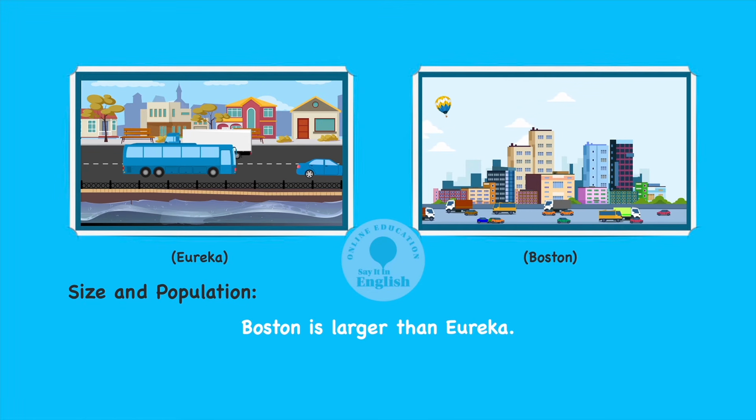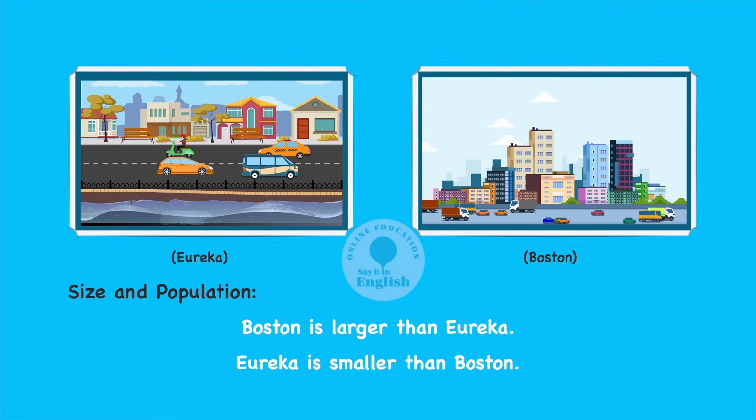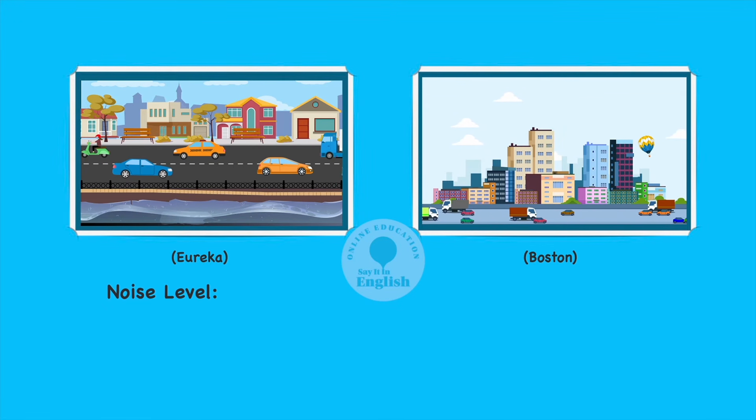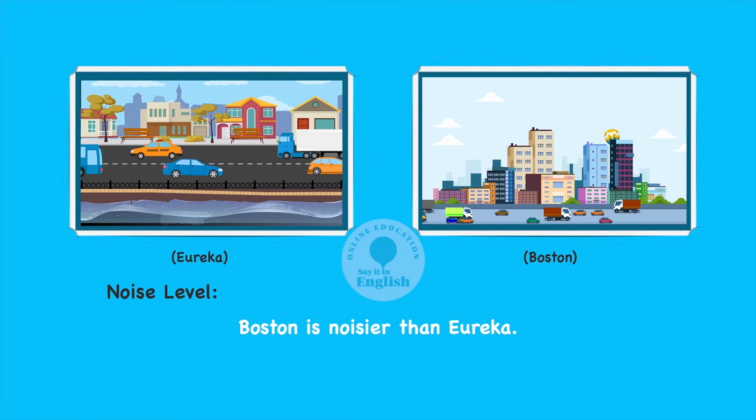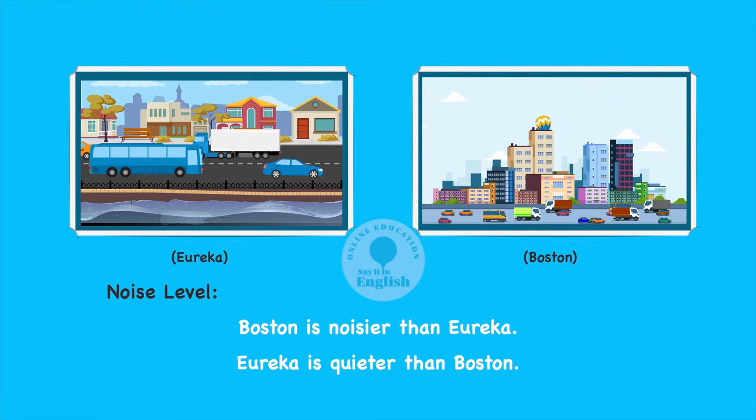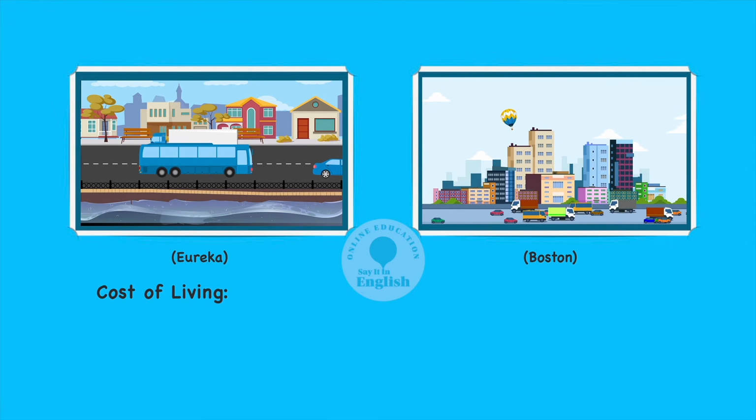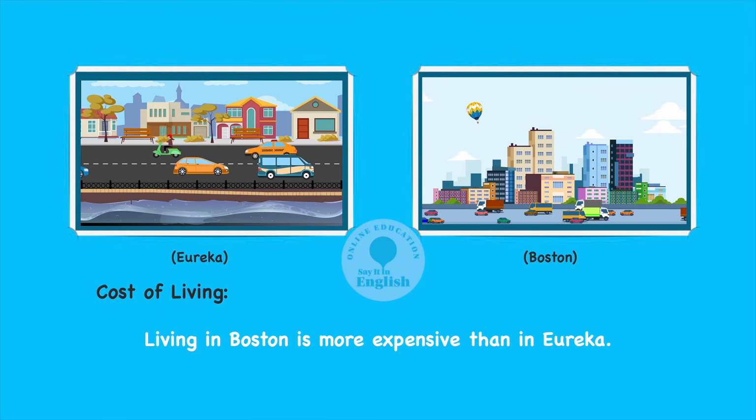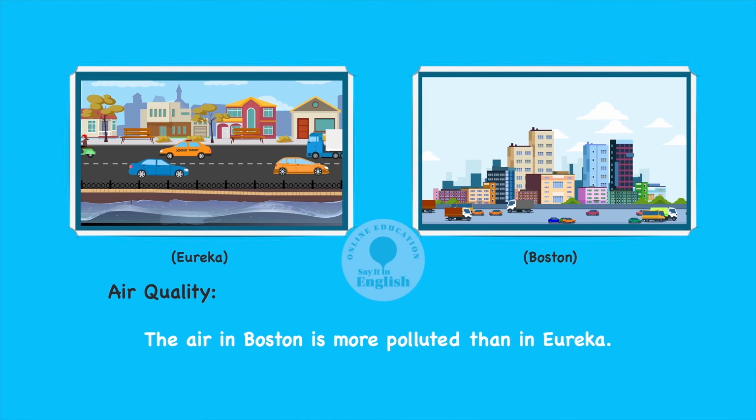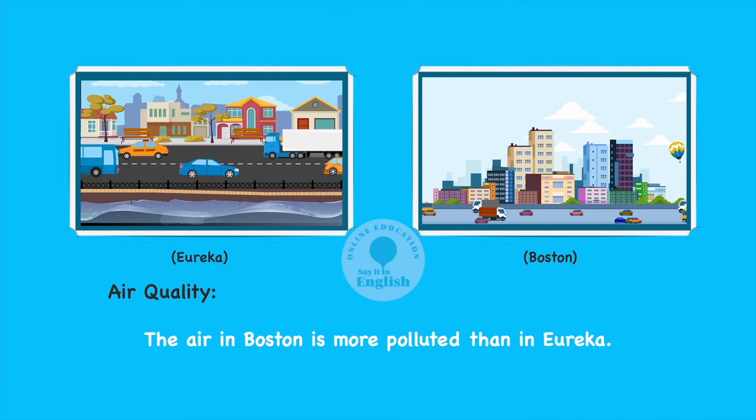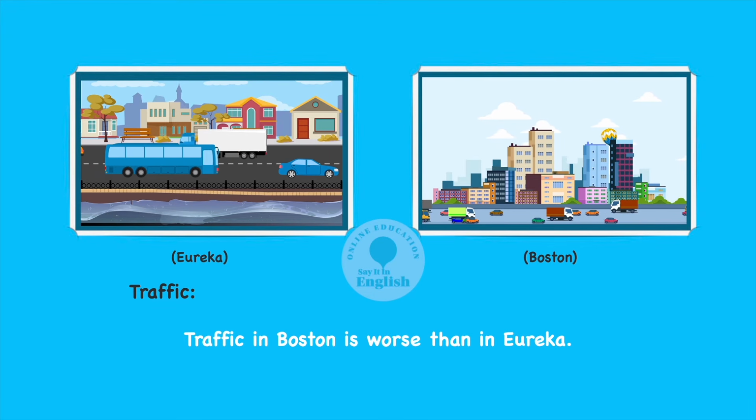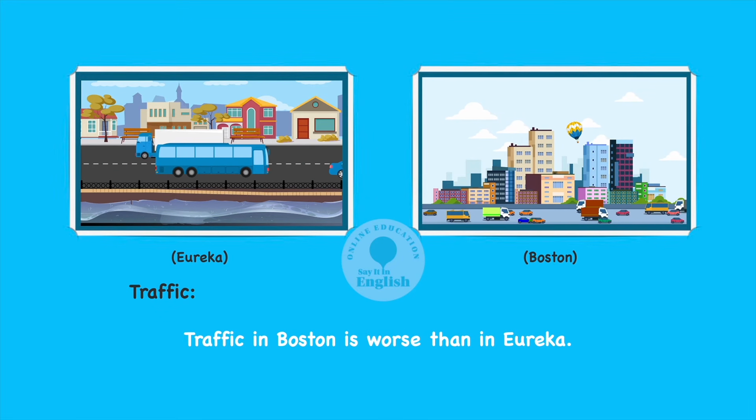Boston is larger than Eureka, or Eureka is smaller than Boston. Boston is noisier than Eureka, or Eureka is quieter than Boston. Living in Boston is more expensive than in Eureka. The air in Boston is more polluted than in Eureka. Traffic in Boston is worse than in Eureka.